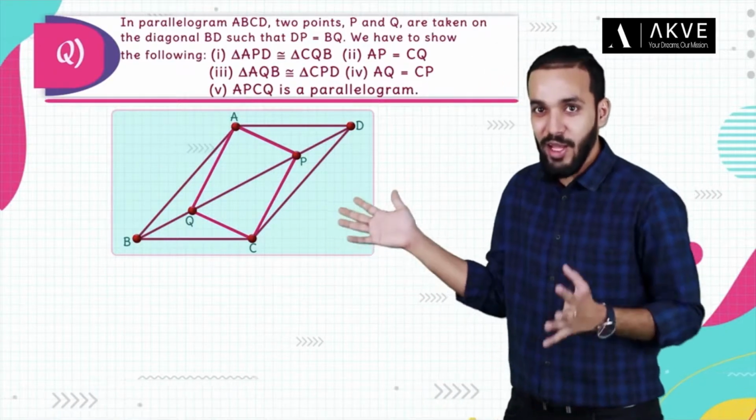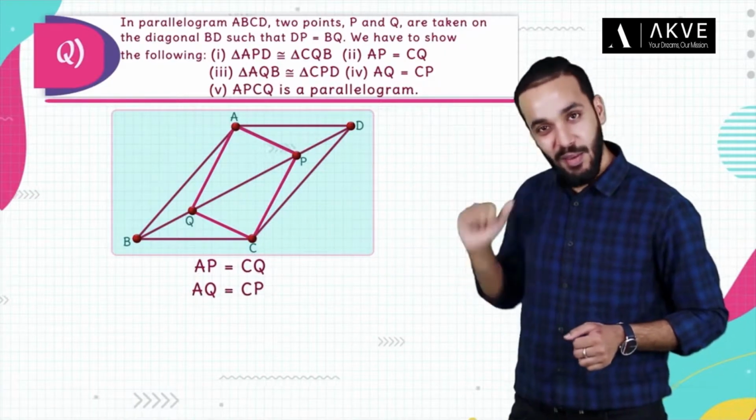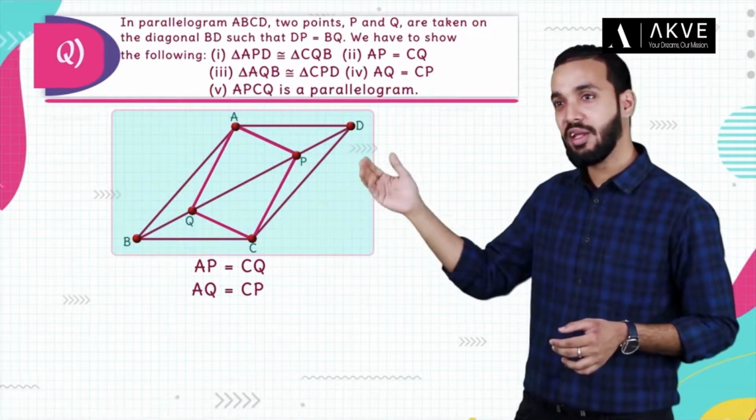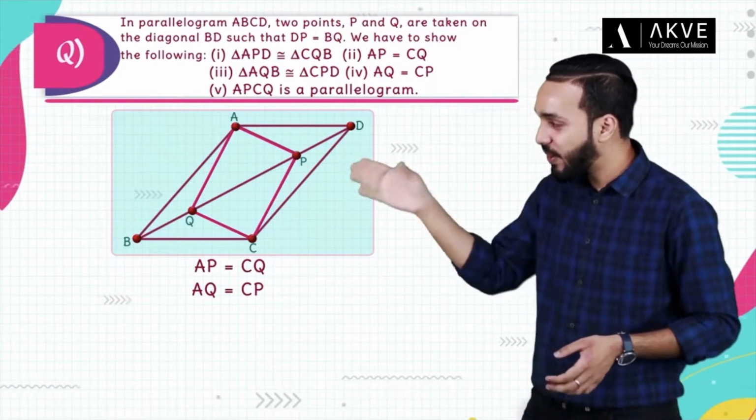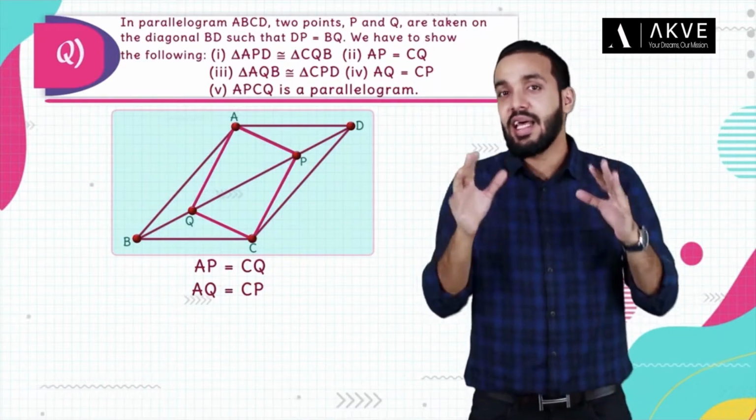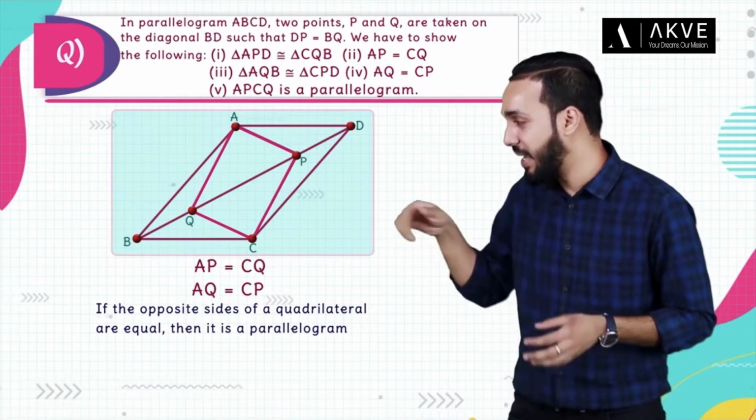Here, we have already proved that AP is equal to CQ and AQ is equal to CP. Aren't these just the opposite sides of this quadrilateral APCQ? Of course they are. Remember the condition? If the opposite sides of a quadrilateral are equal, then it is a parallelogram.